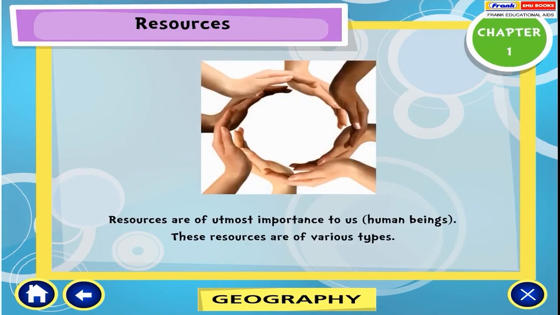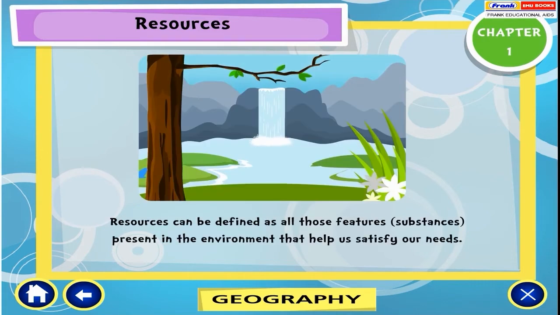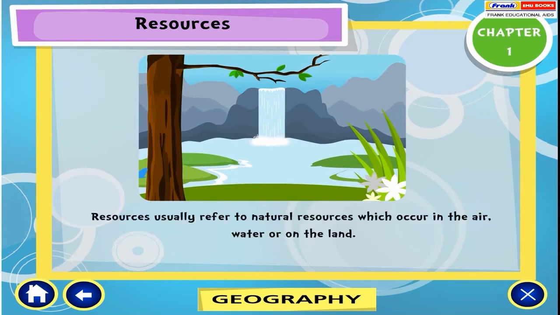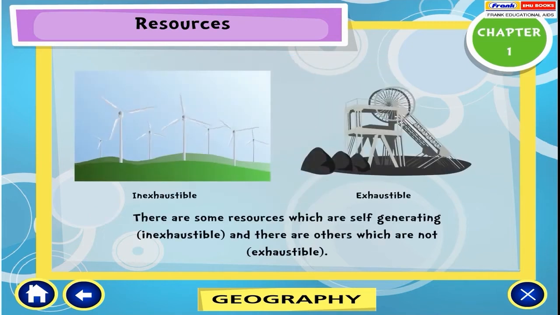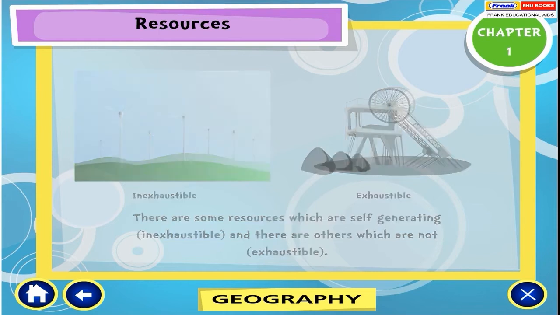Resources. Resources are of utmost importance to us. These resources are of various types. Resources can be defined as all those features present in the environment that help us satisfy our needs. Resources usually refer to the natural resources which occur in the air, water, or on the land. There are some resources which are self-generating and inexhaustible, and there are others which are exhaustible.